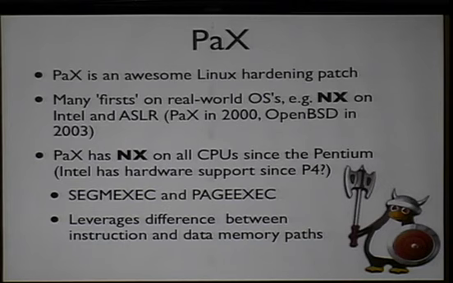As I mentioned, PAX tried to emulate this, at the time, non-existent NX bit in the page tables. And they have two separate mechanisms to emulate it on 32-bit processors that have different drawbacks. And because Sergey is such a big fan of PAX, I'm going to let him briefly explain it.